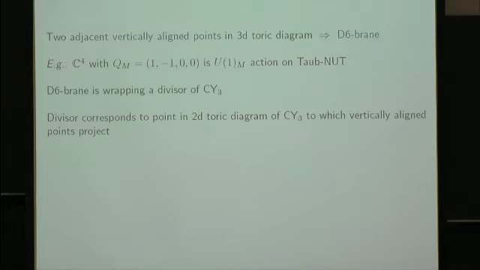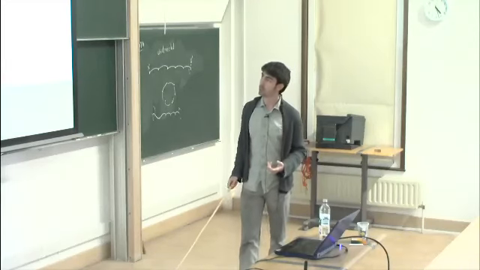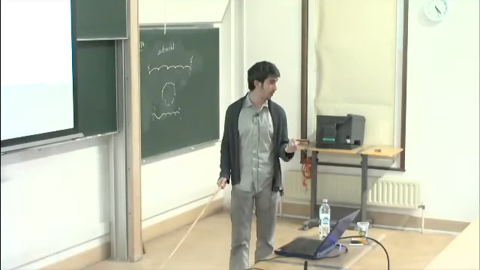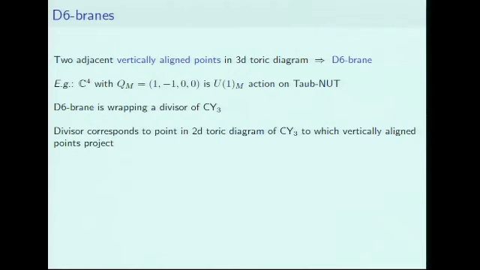Okay, but this applies more generally. So when we have this toric diagram, every time we have vertically aligned points, we do the reduction with the D6 branes. Now, these D6 branes are wrapping some toric divisor in the Calabi-Yau three-fold, and the divisor precisely corresponds to the point in the two-dimensional toric diagram to which these vertically aligned points project. So we can even identify very easily where the D6 brane is sitting.